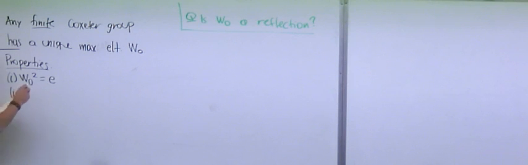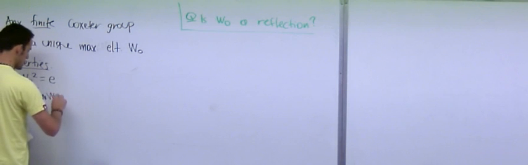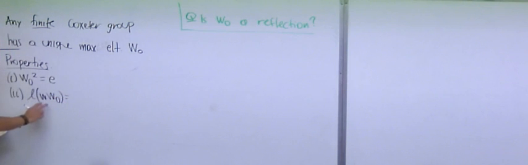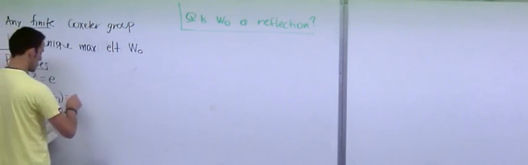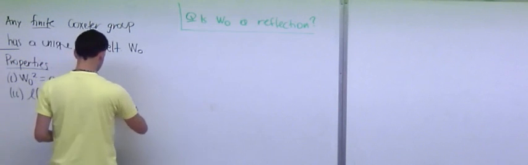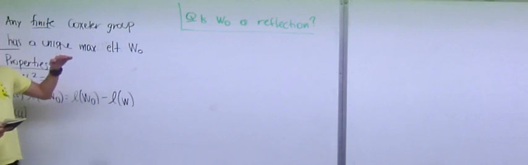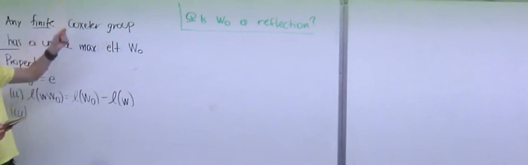The other thing we showed is that the length of W naught W is equal to the length of W naught minus the length of W. So if you're in floor K of the Bruhat order, and if you multiply by W naught, then you end up in top floor minus K.